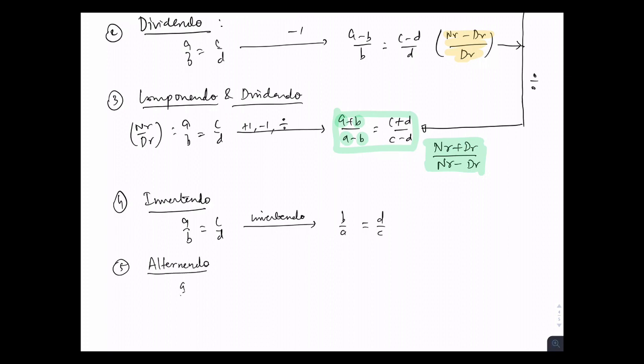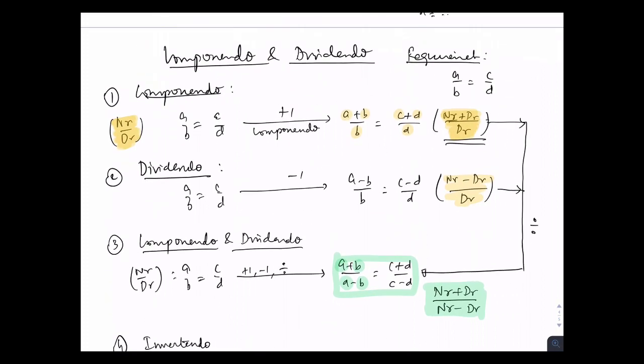It's not a big deal. You just take this B here and this C here and alternate them. So you get A by C equals B by D. You have just cross multiplied one of the pairs. So invertendo and alternando are very basic things.